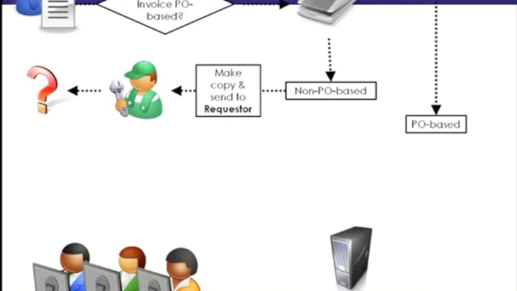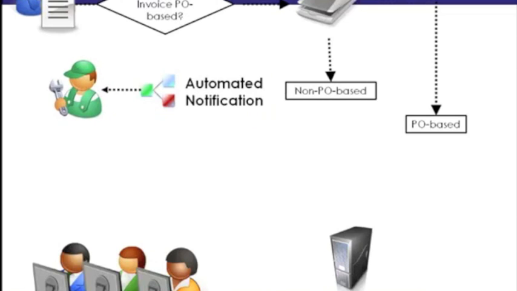Here was the old process. Make a copy and send it to the requester. We're going to eliminate that, and as soon as we determine that it's not PO-based, we're going to say who is the requester, and software such as OnBase is going to go ahead and forward this through an email over to that requester. We're going to make it very simple for that requester.